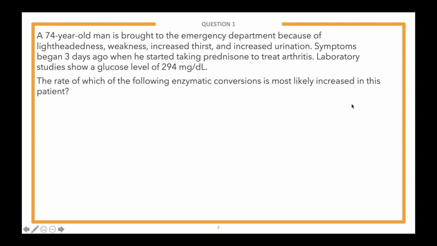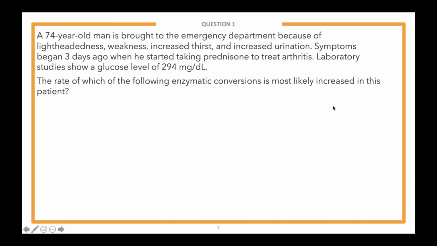Once we cover up those answer choices, we will begin by reading the lead-in. So let's do that now. The lead-in, for those of you wondering, is the last sentence or the question itself. So here we go. The rate of which of the following enzymatic conversions is most likely increased in this patient?